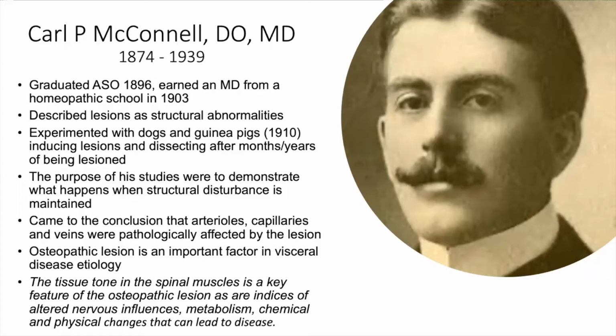Anyway, Carl McConnell, he described lesions in relation to structural anatomy. He did experiments with dogs and guinea pigs, trying to make different lesions and then trying to see what was happening as a result of that. How is that affecting the arterioles, capillaries, veins, and so forth? What sort of pathologies could he relate to what they called the osteopathic lesion?